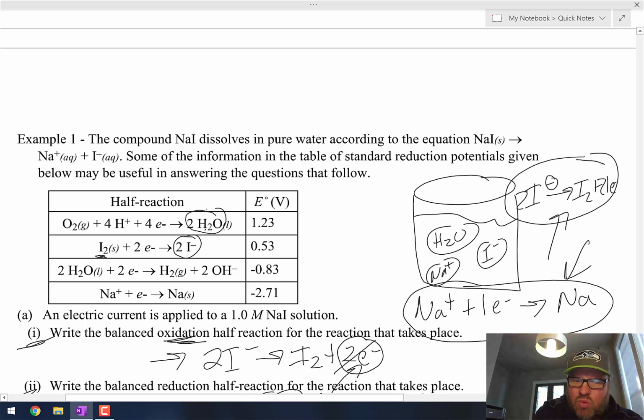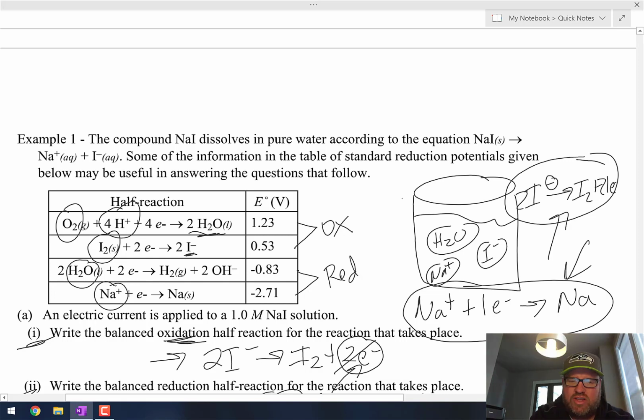Just like the water one, we kind of knew right away these were the two that were going to have to be flipped. Because we didn't have any O2 in there, we didn't have any hydrogens in there, and we didn't have any I2 in there. In our solution, we had water and we had iodide ions. And so that tells us right away those two are our oxidation possibilities. And we did have sodium ions and we did have water, so those equations are fine. Since they're always written as reductions, we don't have to do anything to those ones.